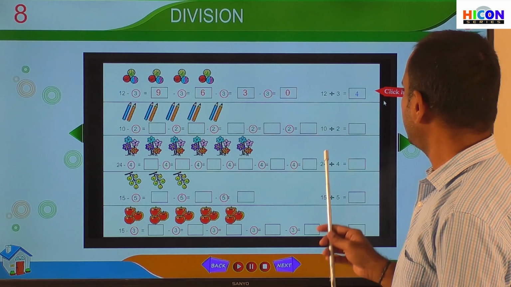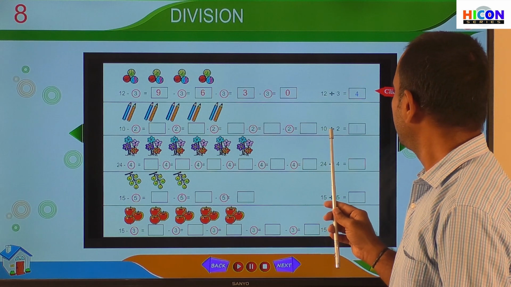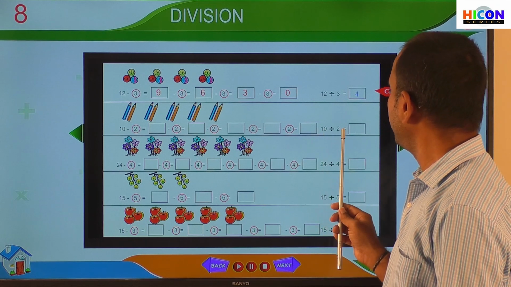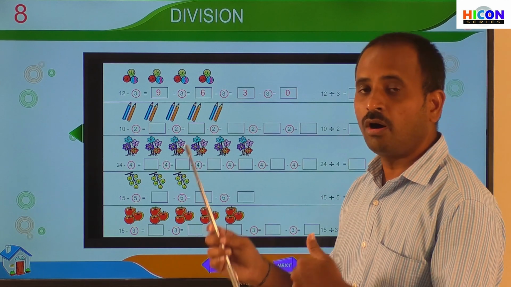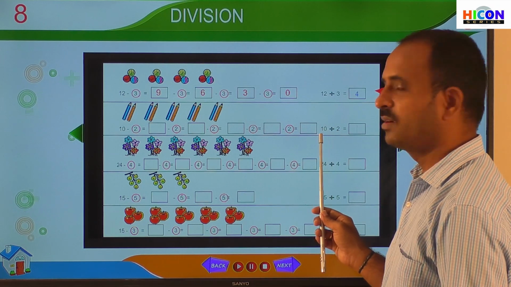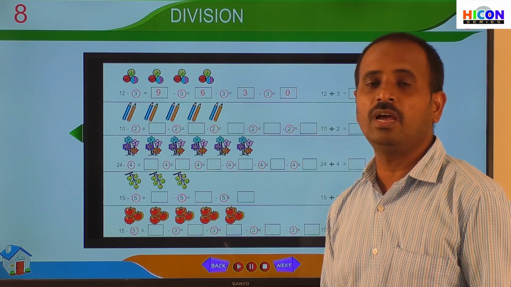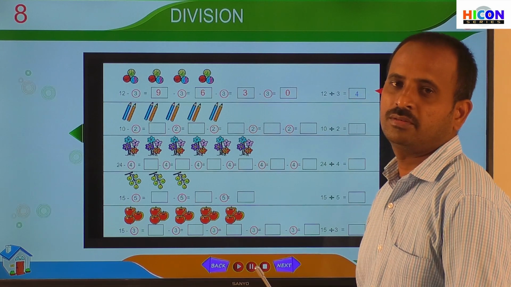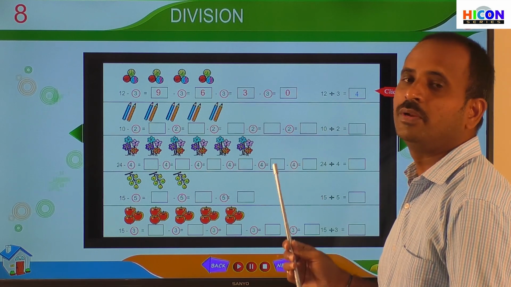And children, see the next second problem. That is 10 divided by 2. That means we have to divide the number by 2. How can we divide the number by 2? We already explained in the first example how to divide. Now we have to subtract the number 2 from 10 repeatedly until we get 0. The number of times 2 is subtracted from 10 to get 0 will be the answer.